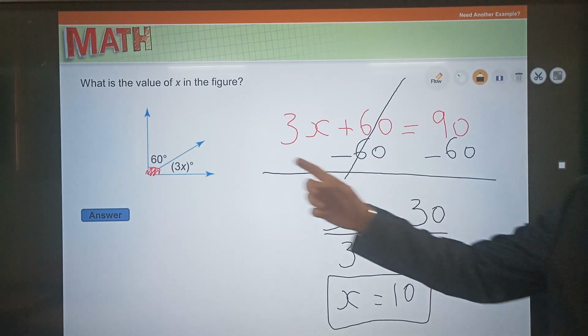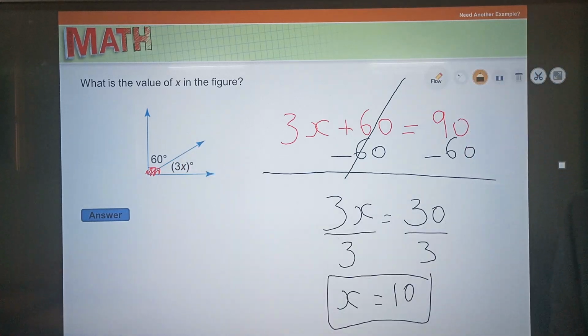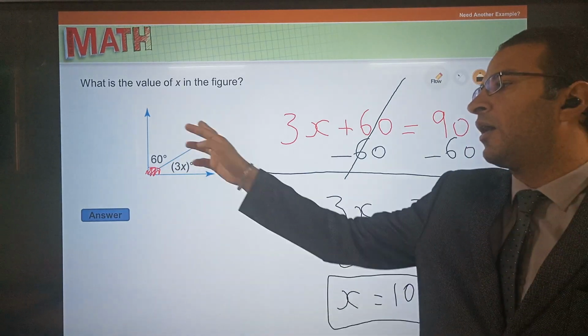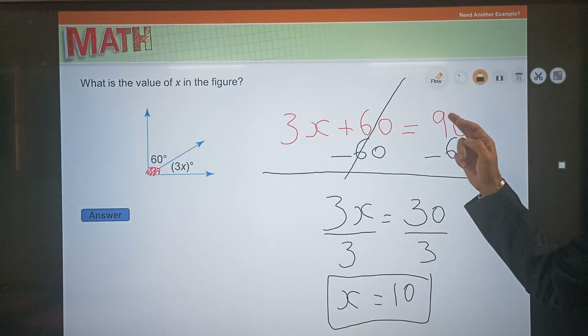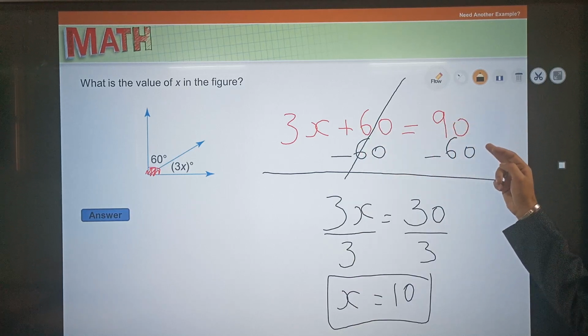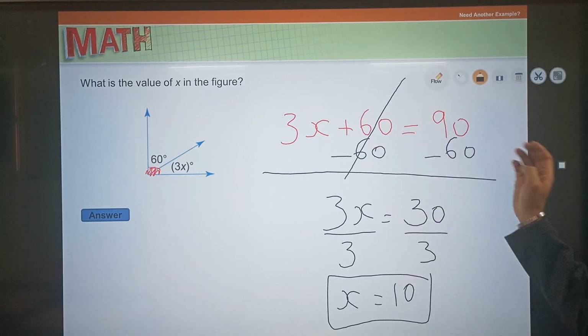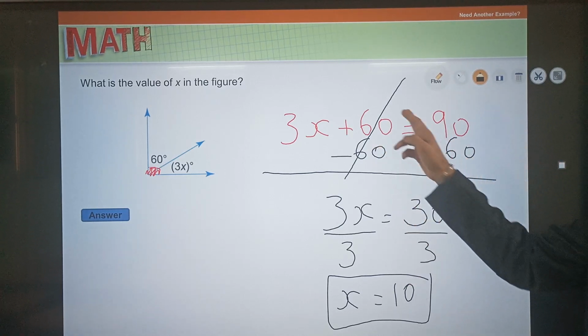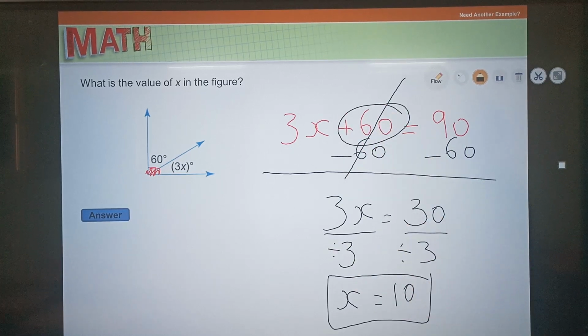Again, the sum of the pair of angles is equal to 90. So 3x plus 60, the sum of them, will be equal to 90. Subtract 60 from both sides. Why? Because I need to cancel this. And after that, we divide both sides by 3. So the value of x here is equal to 10.